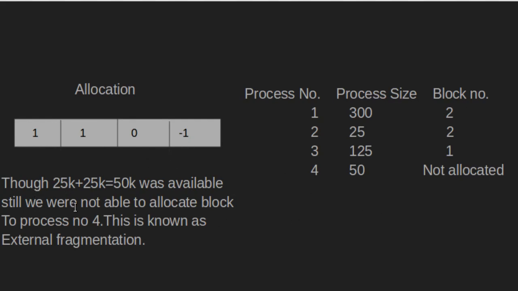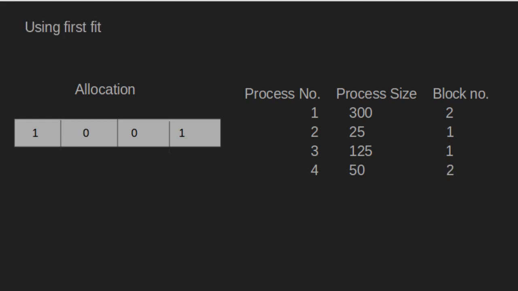Though 25k plus 25k equals 50k was available, still we were not able to allocate a block to process number 4. This is known as external fragmentation. In first fit, this is the scenario. So process 4 gets allocated to block number 2. Therefore, in some cases, first fit may give better results. You may refer to the link provided in the description for first fit.